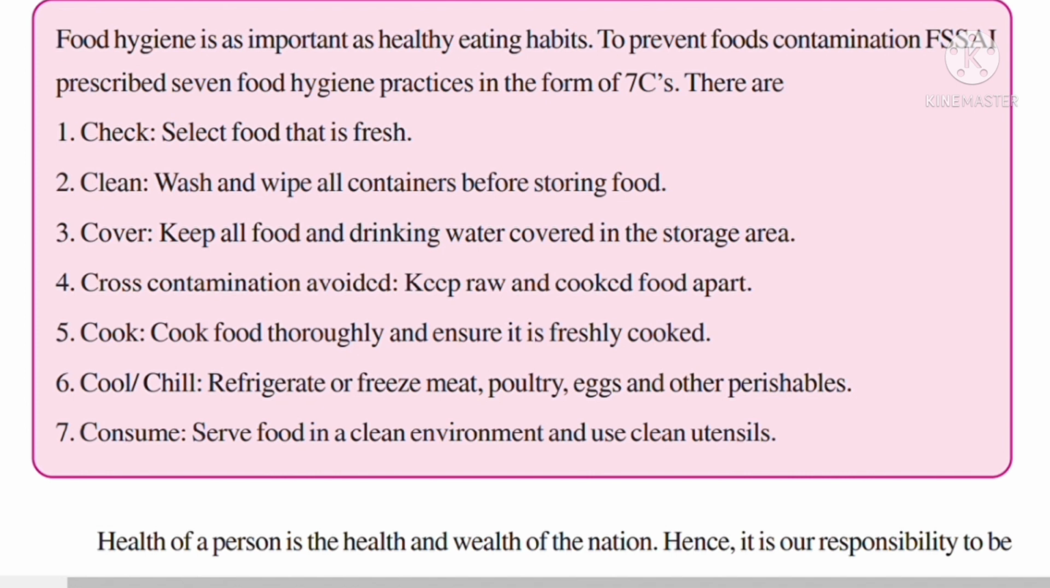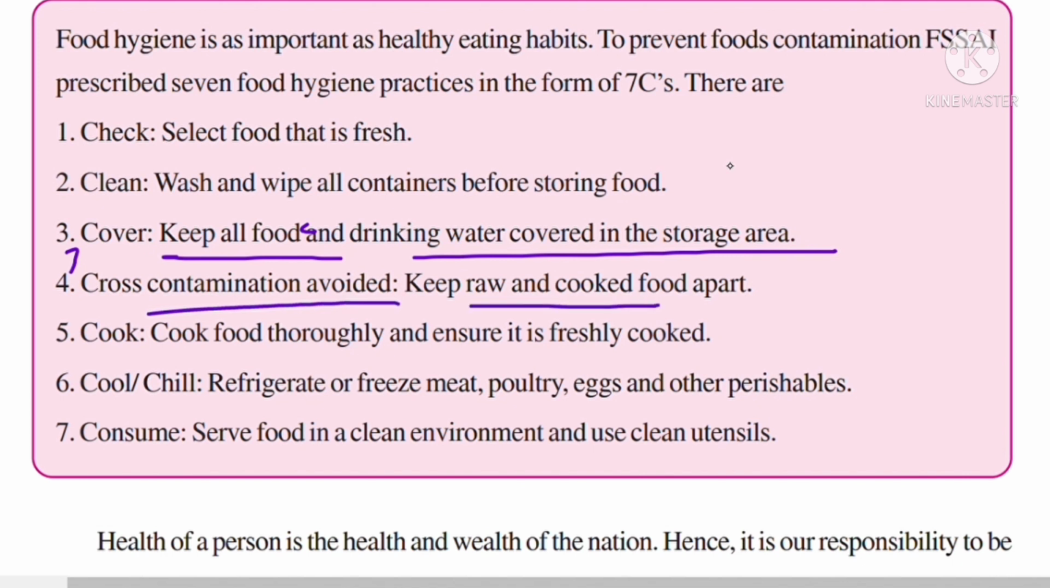They are: Check, select food that is fresh. Clean, wash and wipe all the containers before storing the food. Cover, keep all the food and drinking water covered in the storage area. Cross contamination avoided, keep raw and cooked food separately. Cook food thoroughly and ensure it is freshly cooked. It should be freshly cooked only, not kept in the fridge and other things. Cool or chill, refrigerate or freeze meat or poultry, eggs and other perishables. Consume, serve food in a clean environment and use clean utensils.